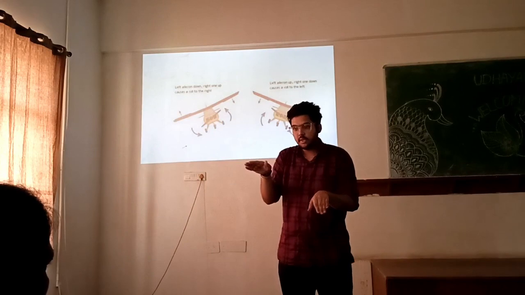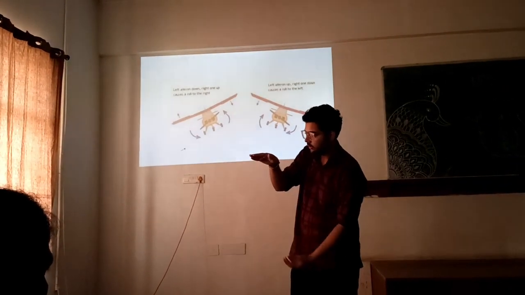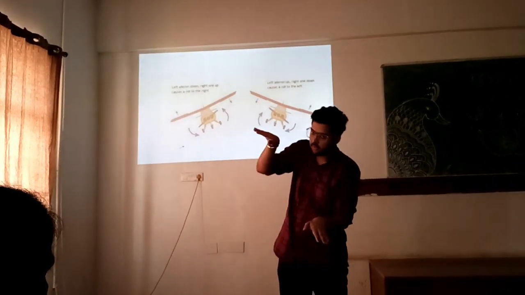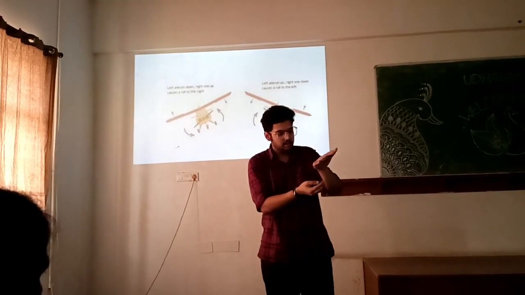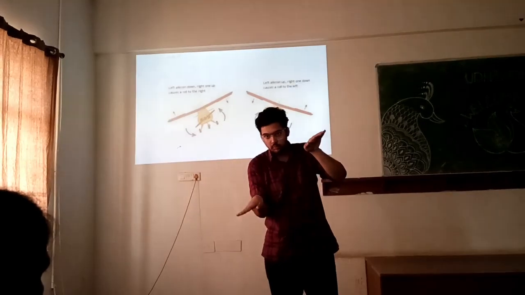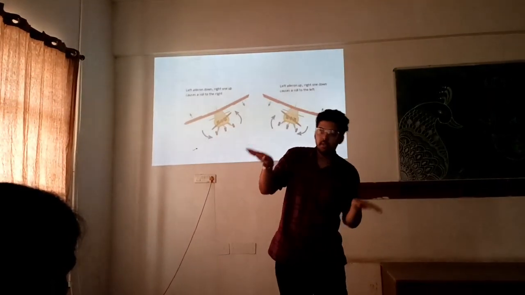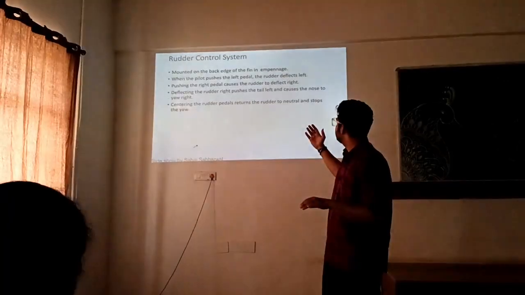So how is it responsible? The up one will create air pressure here, and the wing will move like this. In the second one, the air will create pressure here, and the wing will move like this. So this is only responsible for rolling motion. Next please.